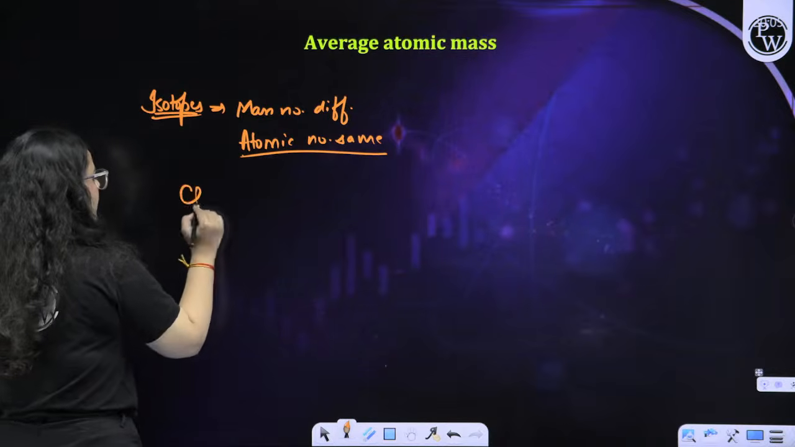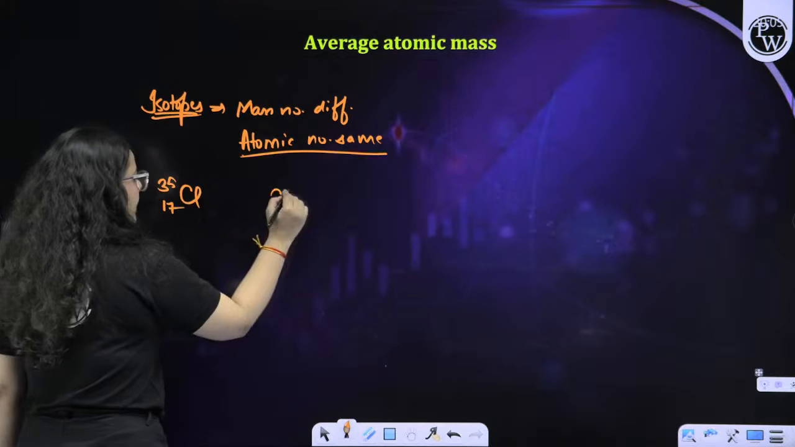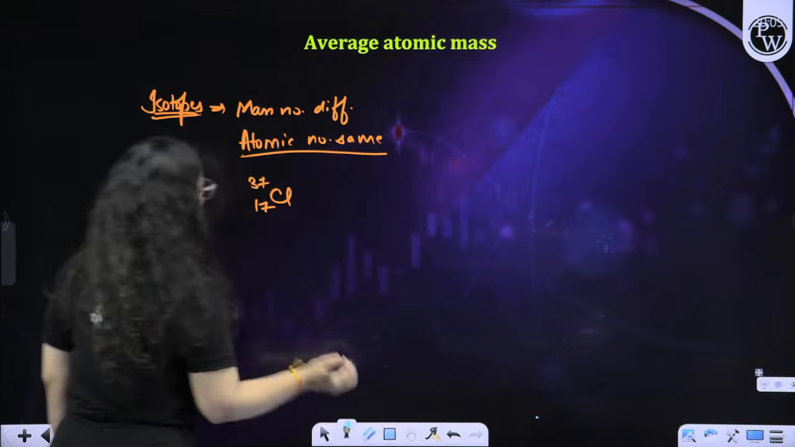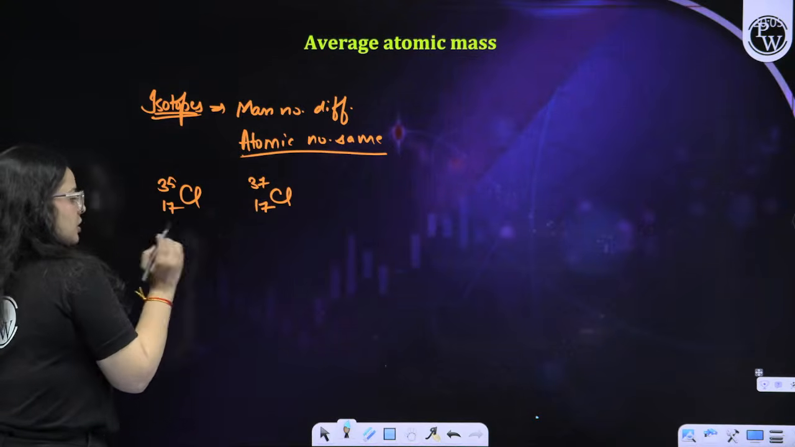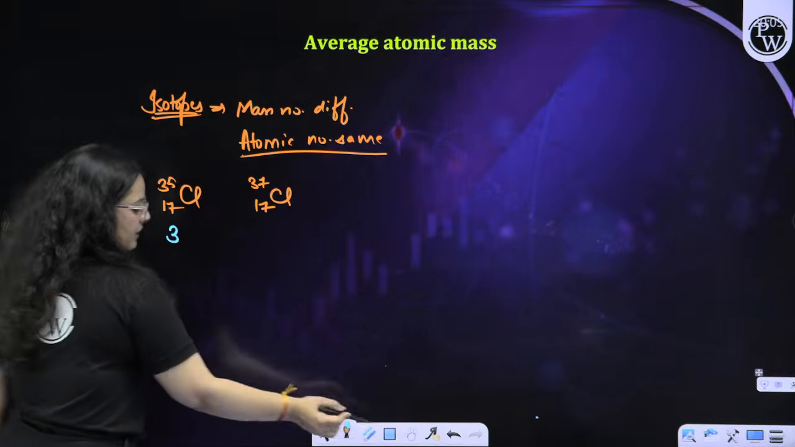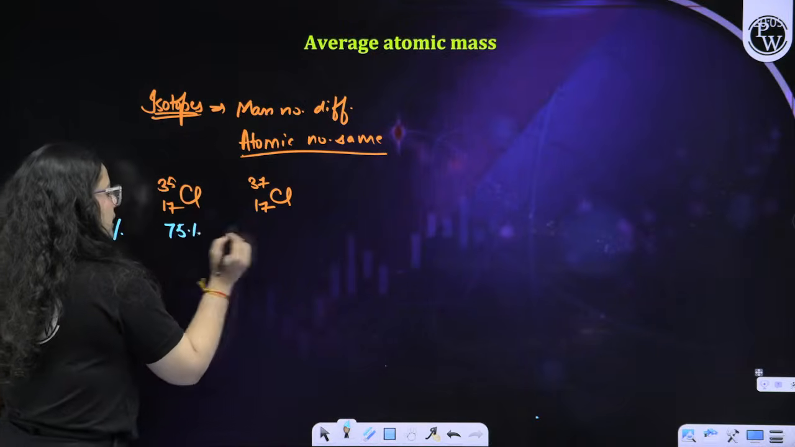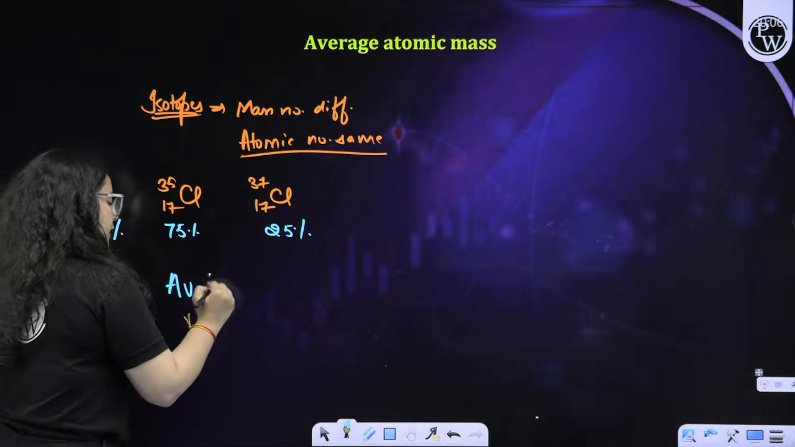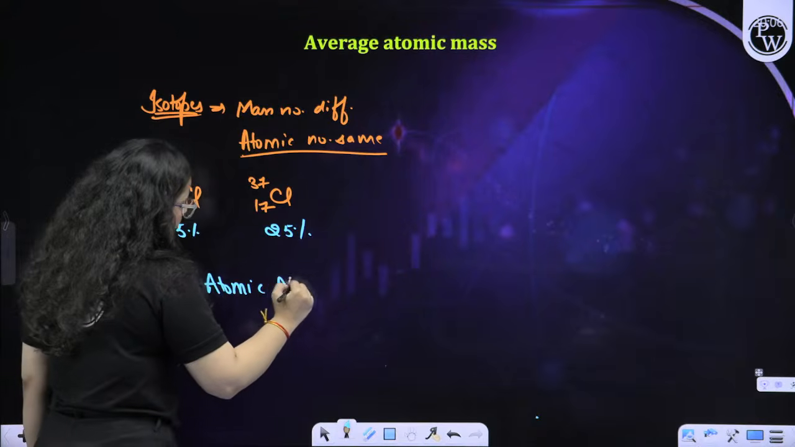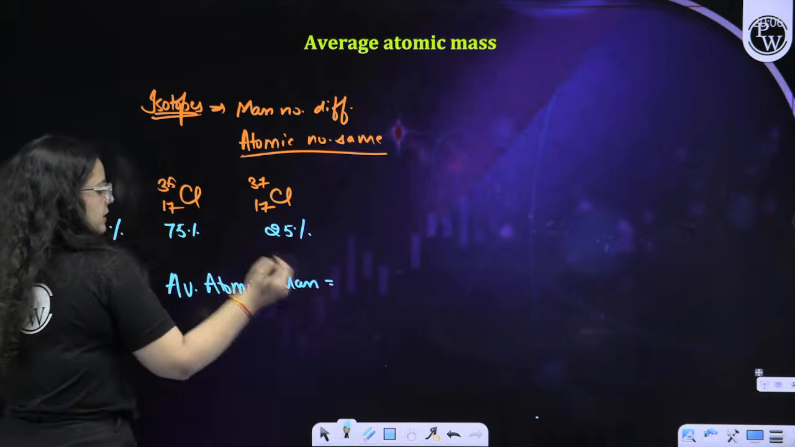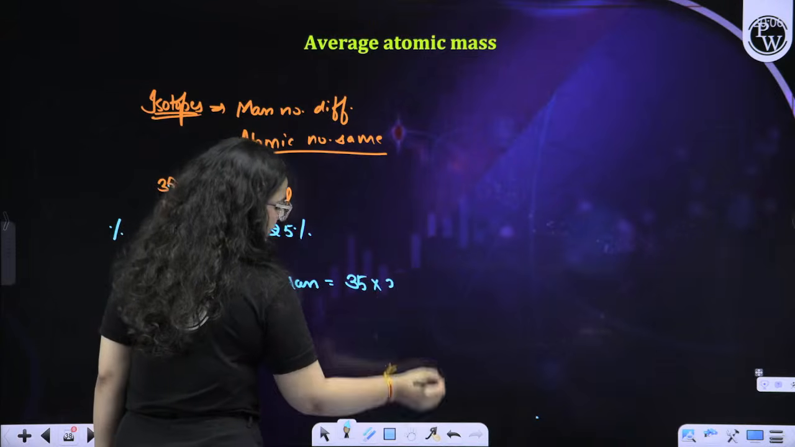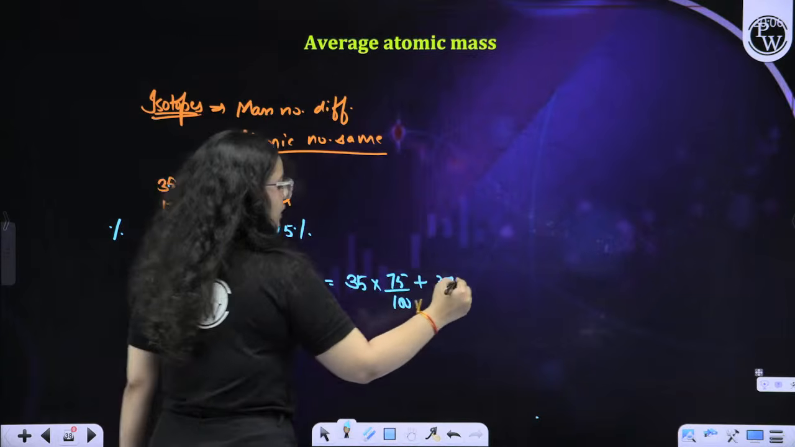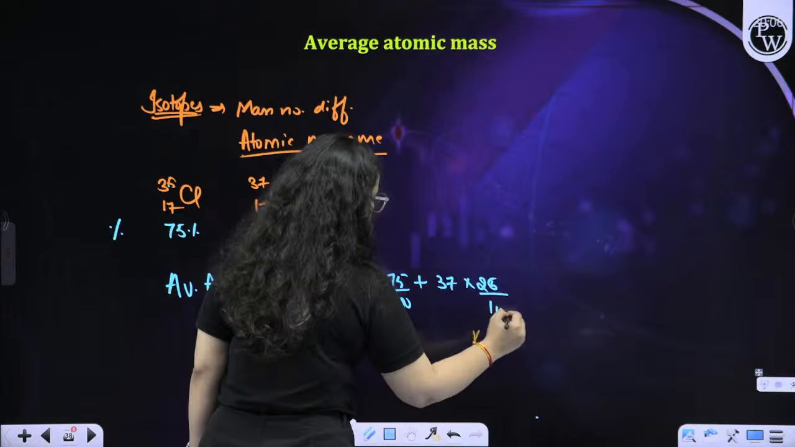Like chlorine having 35 mass number and chlorine having 37 mass number. Both the chlorine isotopes occur differently in nature, with 75% abundance of this chlorine and 25% abundance of this isotope of chlorine. So the average of their atomic mass is taken: the mass number, that is 35, into the percentage, that is 75%. Similarly, the mass number of the second isotope into its percentage, that is 25%, like this.